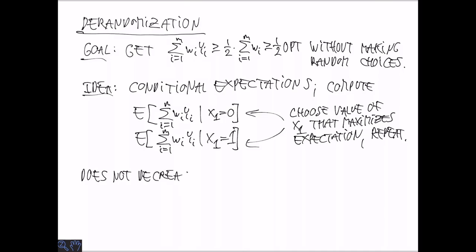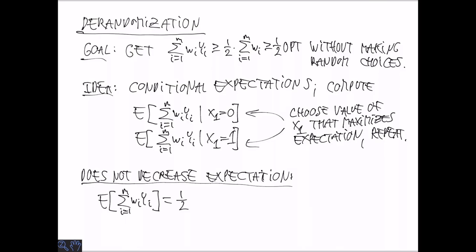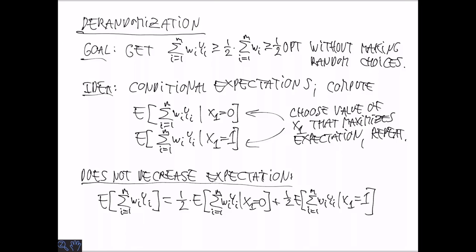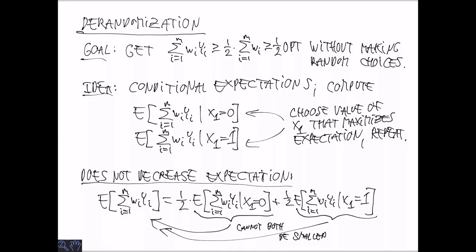And the claim is that this doesn't decrease the expectation at all. So we are sure to choose x1 such that we get an expectation that is at least as big as the previous one. To see this, simply write the expectation as the weighted sum of the expectation conditioned on x1 being 0 and 1. So the expectation is simply the average of these two conditional expectations, which means that one of them has to be at least as large.